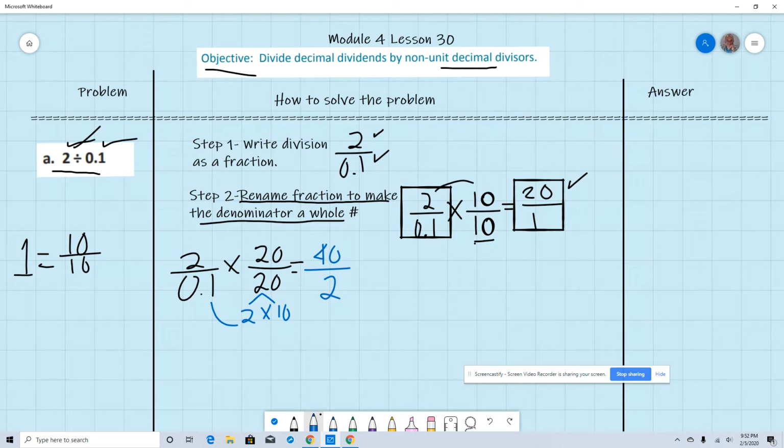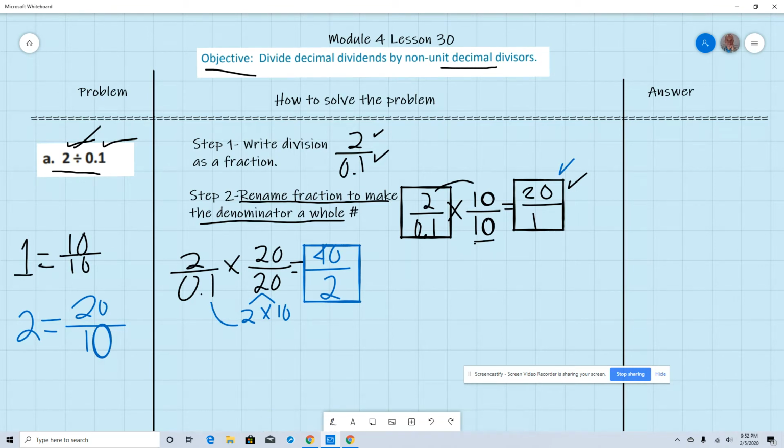Why? Because when you have 2, you have 20 tenths. Now this is not the same as this, but that's just a reference point. So now when we do this division, what is 40 divided by 2? Equals 20, just like on this problem up here.